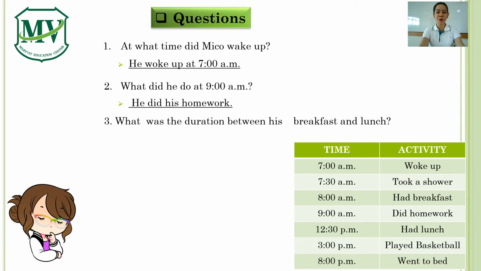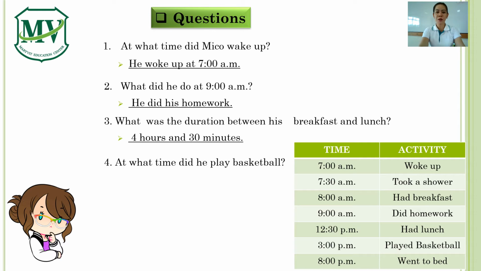Question number 3. What was the duration between his breakfast and lunch? Look at the timetable. He had his breakfast at 8 a.m. and had his lunch at 12:30 p.m. Let's count the hours. 8 to 9 a.m. means 1 hour. 9 to 10 a.m. means 2 hours. 10 to 11 a.m. means 3 hours, and 11 to 12 noon means 4 hours, plus 30 minutes, which gives us 4 hours and 30 minutes.